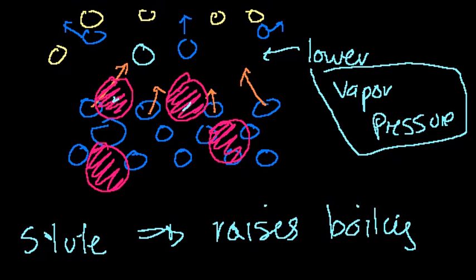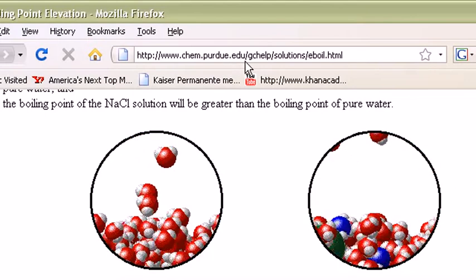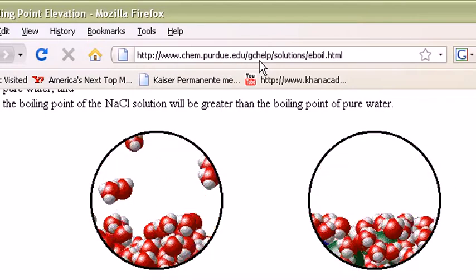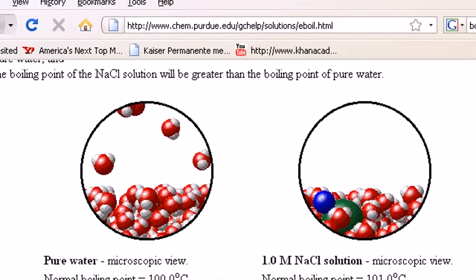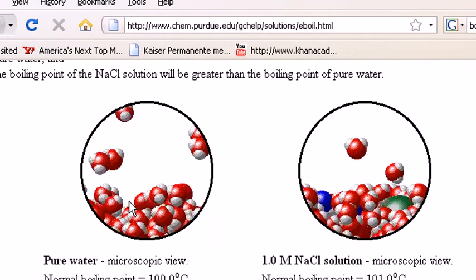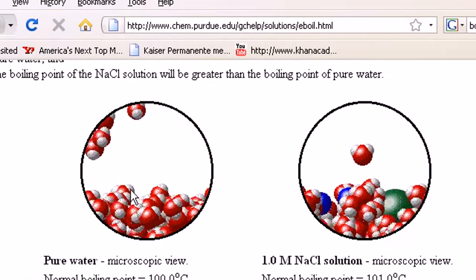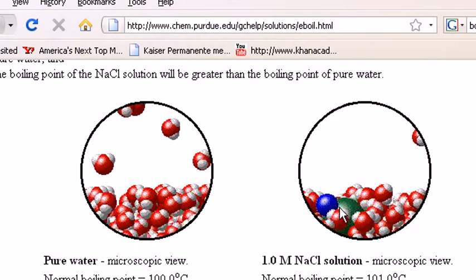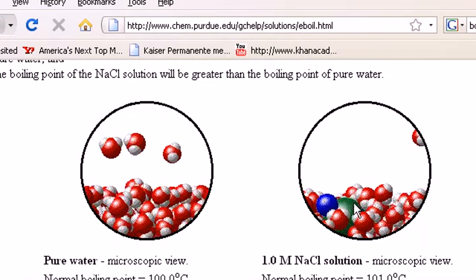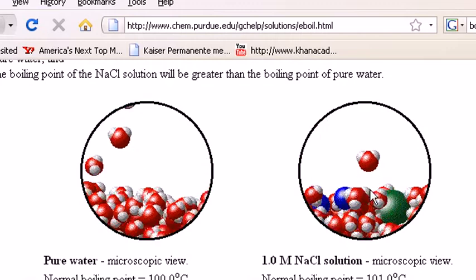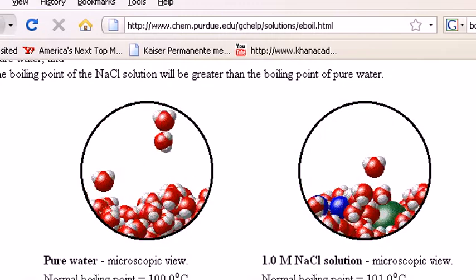And I found this neat graphic, hopefully it shows up well on this video. I have to give due credit. This is from chem.purdue.edu/gchelp/solution/eboil.html. But I thought it was a pretty neat visualization. This is just the surface of water molecules, and it gives you a sense of how things vaporize, in that some things on the surface just bounce off. And here's an example where they visualize sodium chloride at the surface. Because the sodium chloride is bouncing around on the surface with the water molecules, fewer of those water molecules have the room to escape. So the boiling point gets elevated.